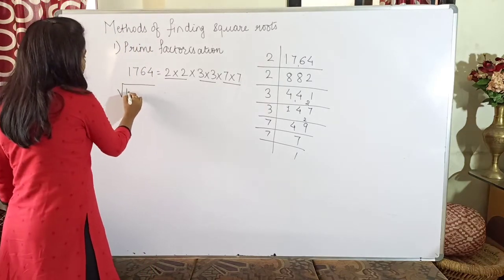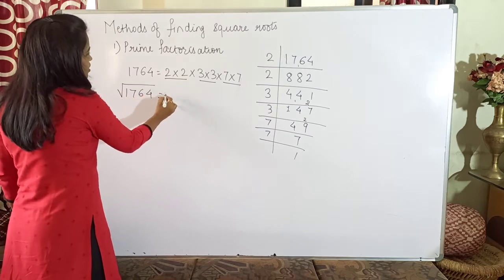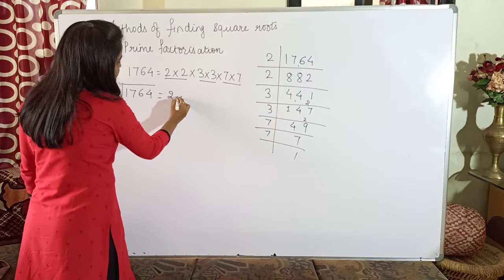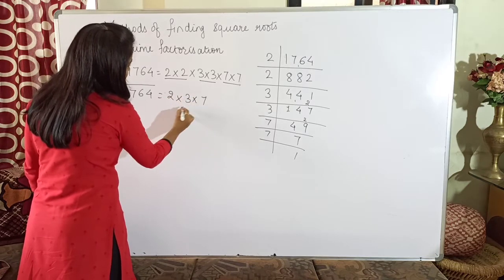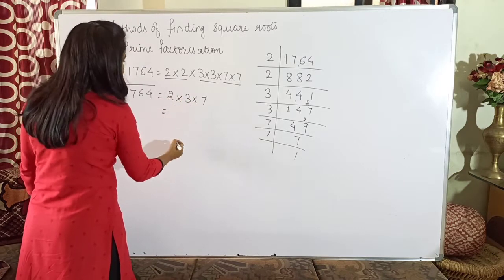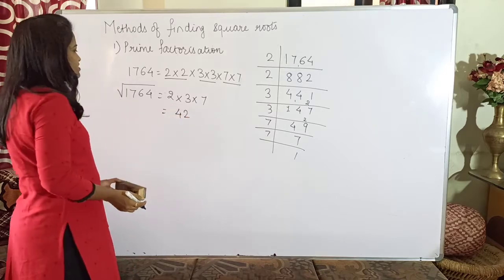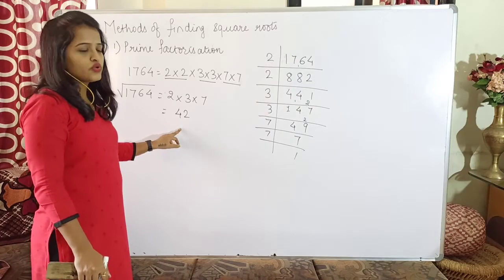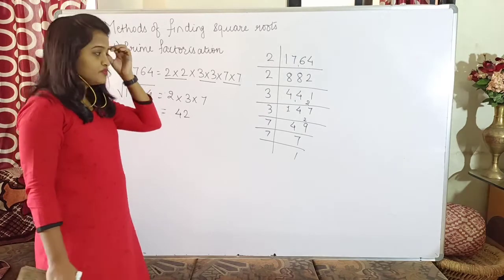So if I have to find its square root, I will take only one from each pair. From the 2 you have to take one. So 2, 3, 7. 2 3s are 6, 6 7s are 42. So 1764 is the square of 42, or the square root of 1764 is 42.